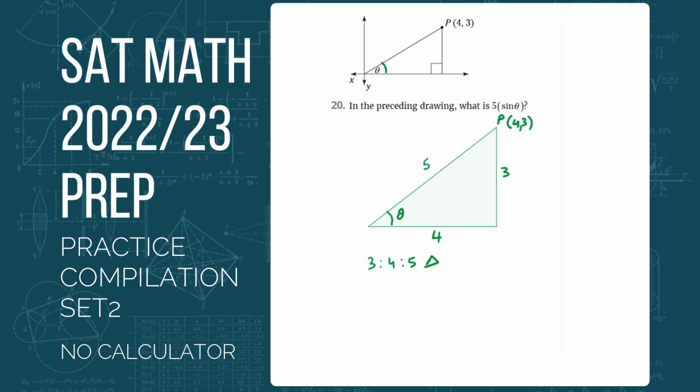So now we're looking for sine of theta. Sine is equal to opposite over hypotenuse. The opposite is 3, hypotenuse is 5, and we're looking for 5 times sine theta, which will be 5 times 3 over 5, which gives me 3. Your answer is 3.